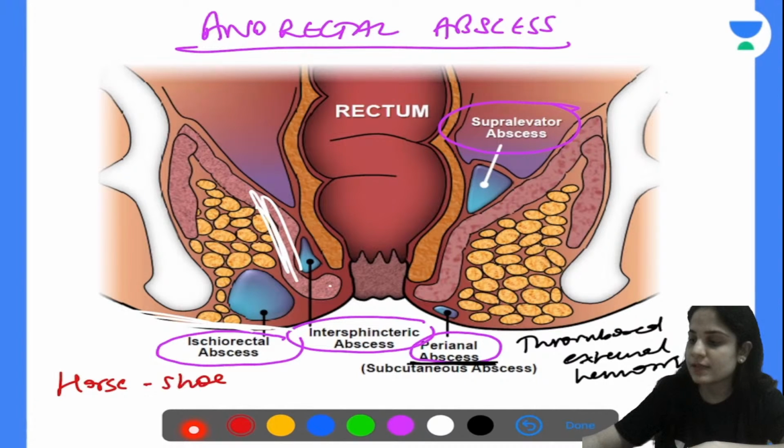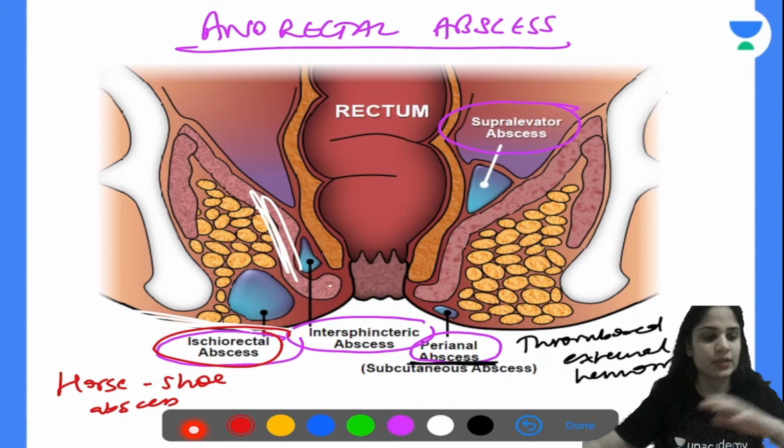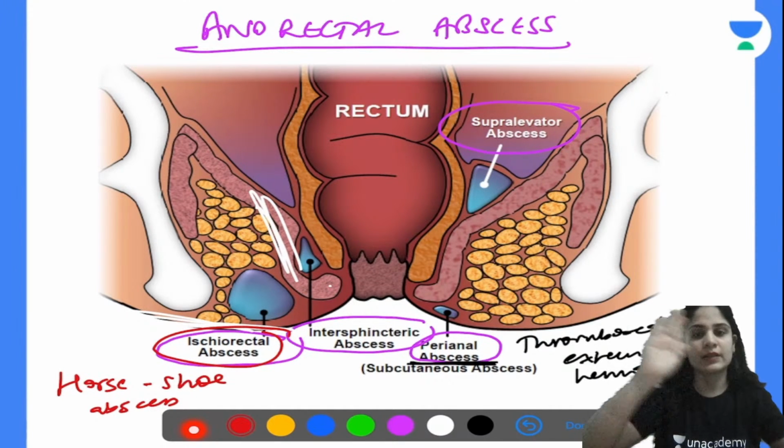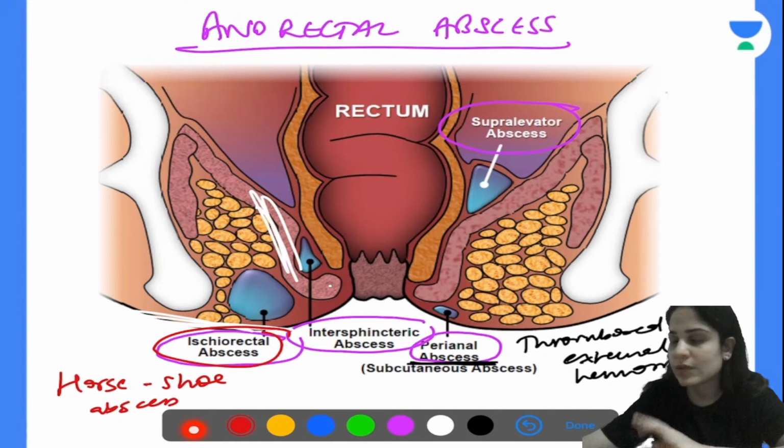Horseshoe abscess is seen in which case? So, horseshoe abscess is seen in case of ischiorectal abscess because of communication between the two sides of the ischiorectal fossa. Okay. Now, this next abscess that we have over here is your submucous abscess.